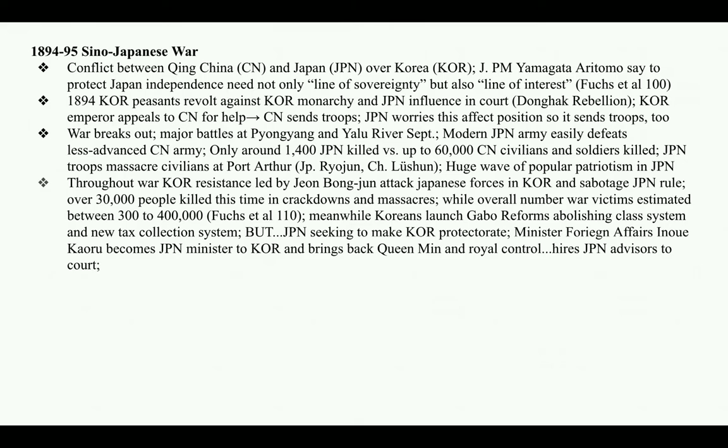So Japan kind of gave back power to the court and then tried to work through the court to implement its reforms and to implement greater Japanese control, while simultaneously quashing any internal independence movements.